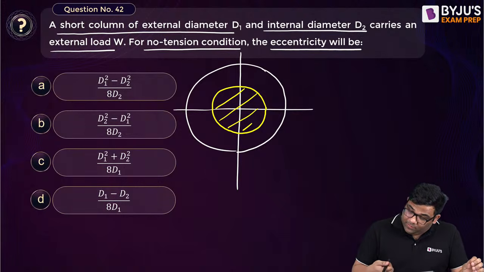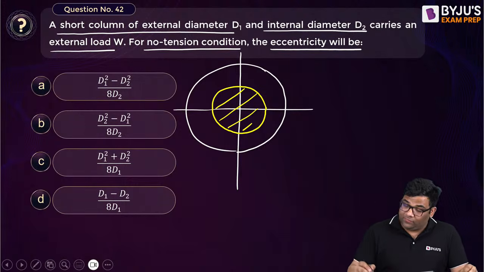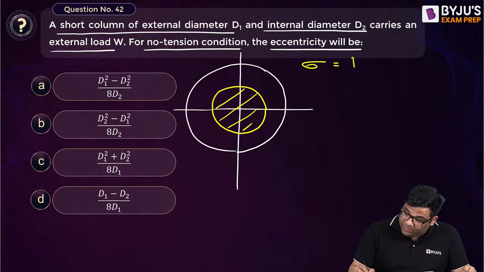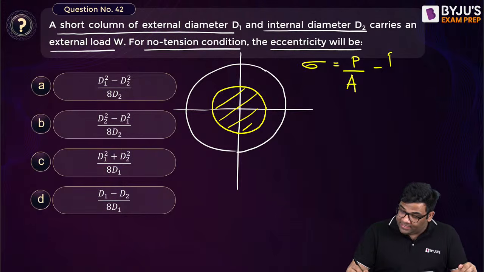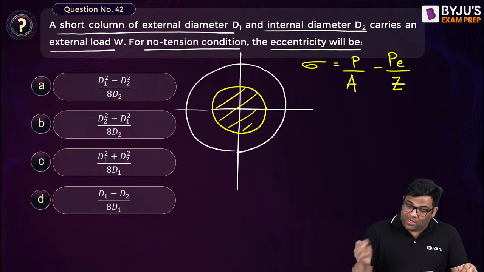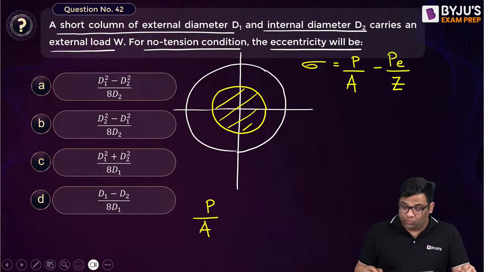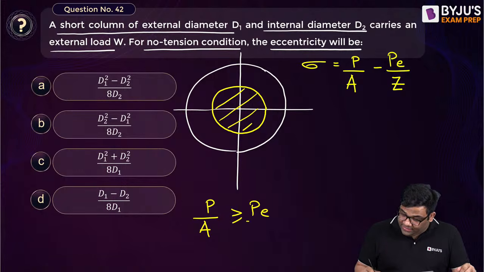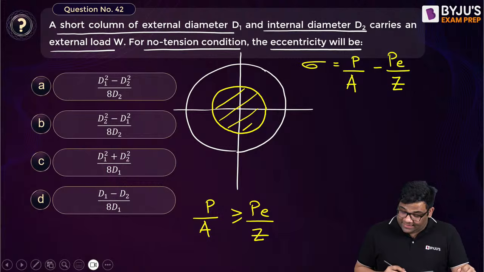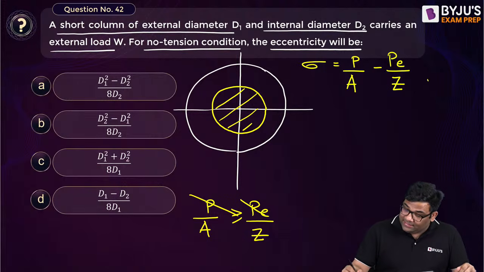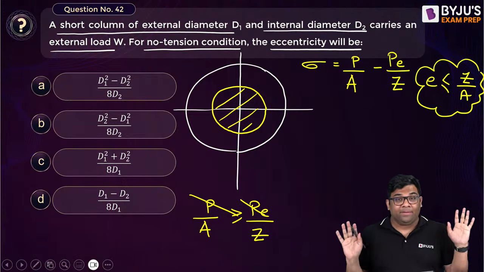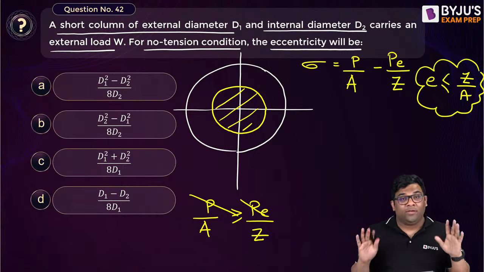Now when I say the eccentricity, what's the formula for stress? The stress will be P by A minus moment by Z, or I can say PE by Z. Now no tension means what? No tension means P by A should be greater than or equal to PE by Z. P gets cancelled, and eccentricity will be within Z by A. Remember Z by A, then there will be no tension.